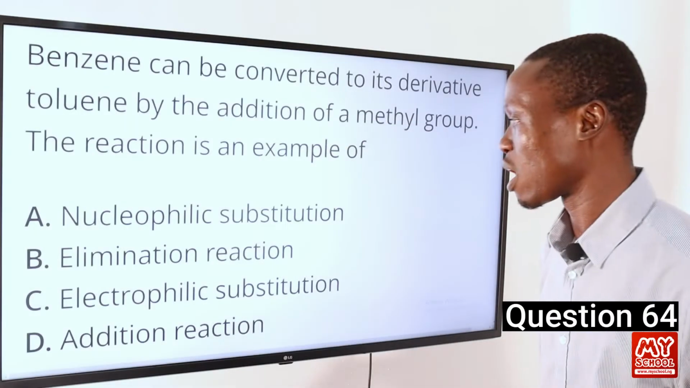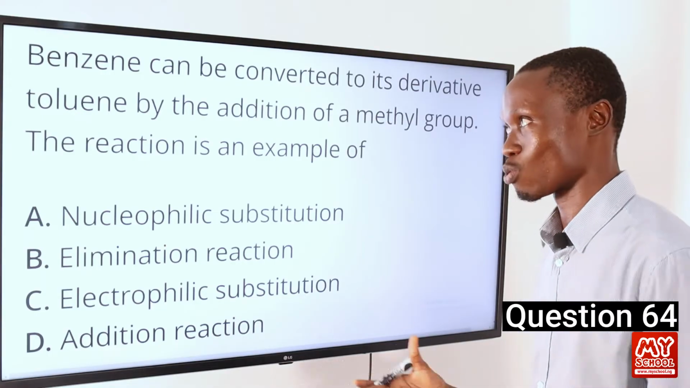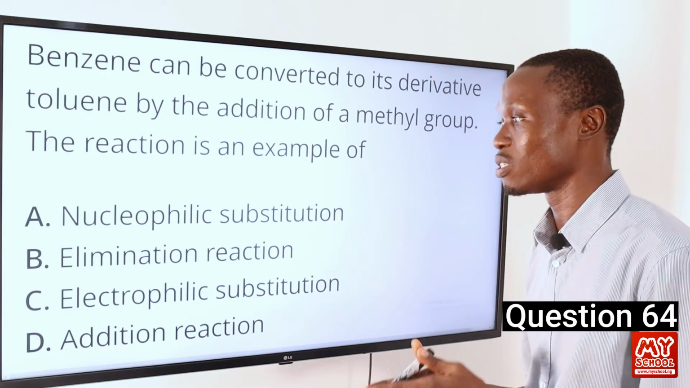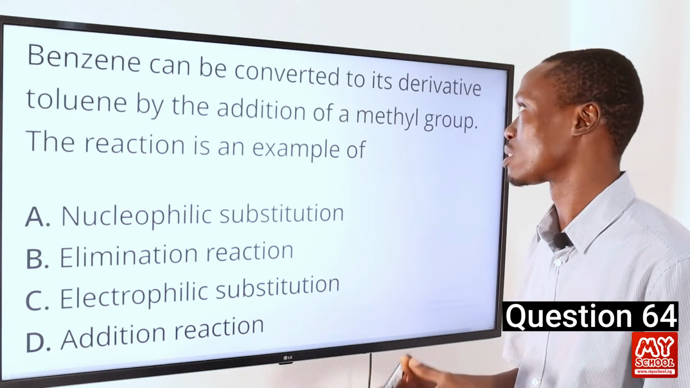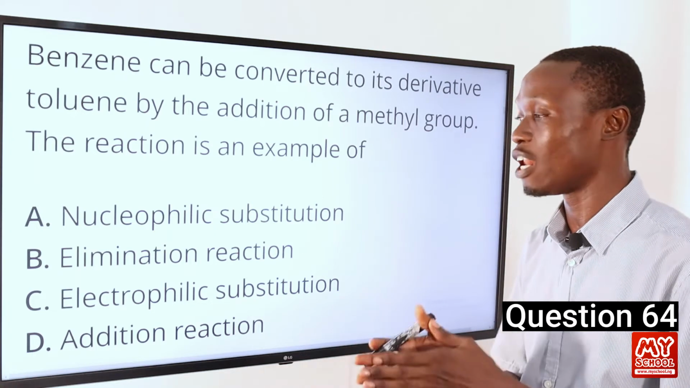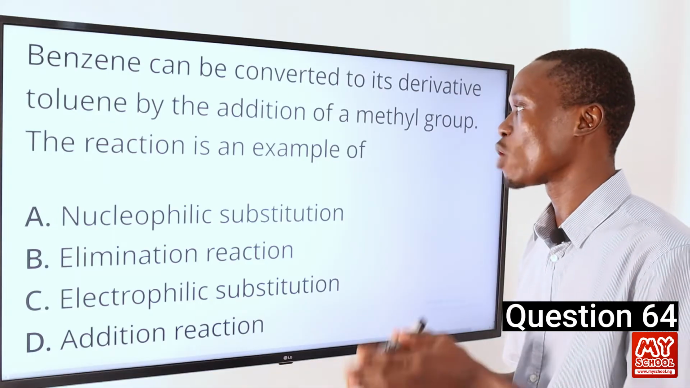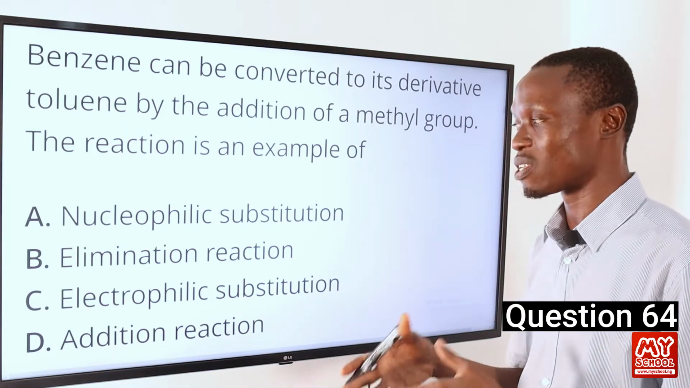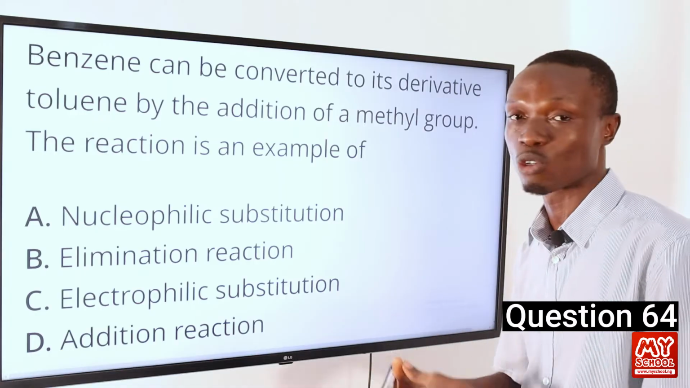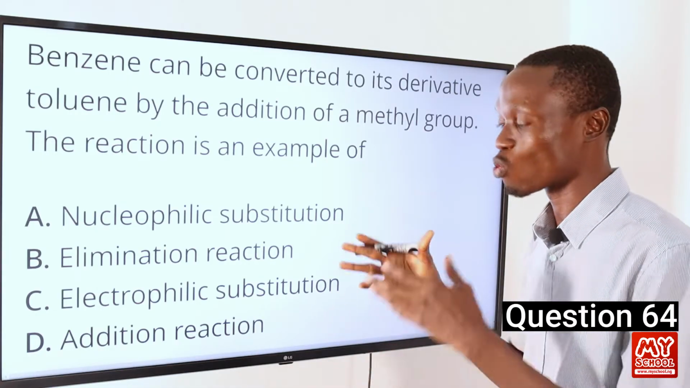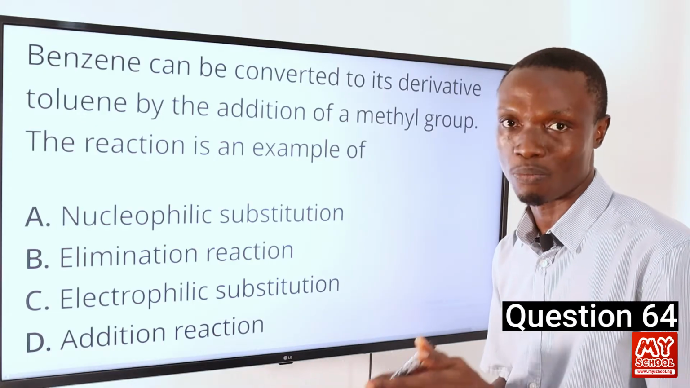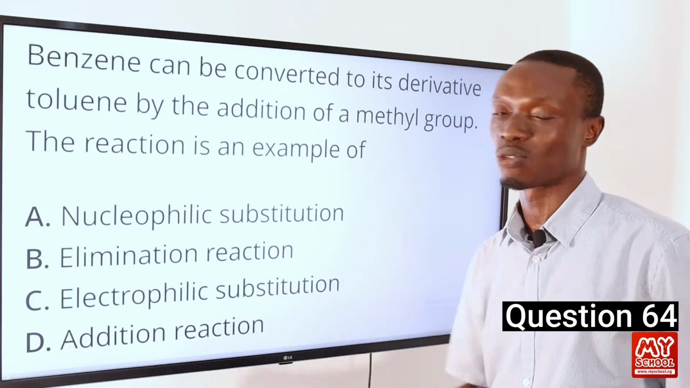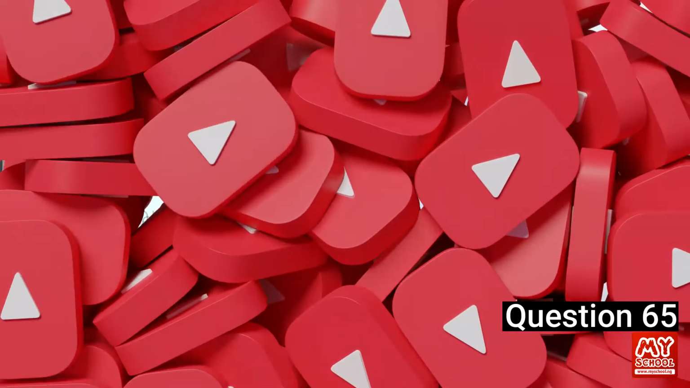While option C, we have electrophilic substitution. So the answer to this question is actually electrophilic substitution, because the methyl groups are electron lovers. When they are added to a benzene ring, they replace one hydrogen atom, and this reaction proceeds by electrophilic attack on the benzene ring. So option C is the correct option.